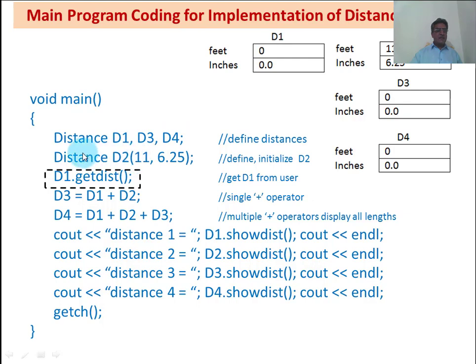At the second line we are creating another object d2 of the distance class. Distance is the class, or the user defined data type, and d2 is the variable of this class, that is, the object. This object contains two values, 11 and 6.25. So during its declaration d2 will have feet and inches in its memory, and it has 11 and 6.25.